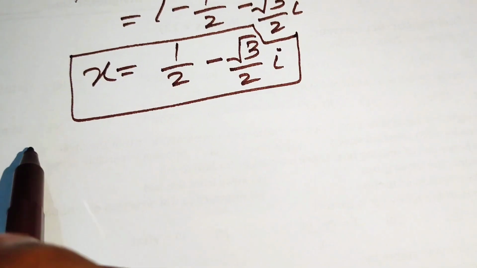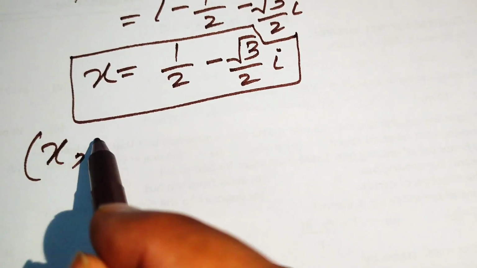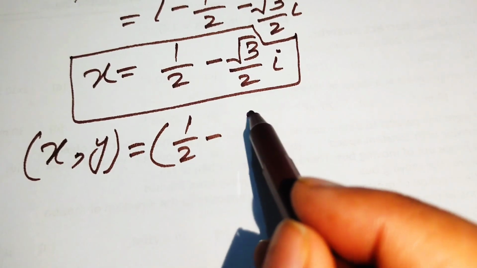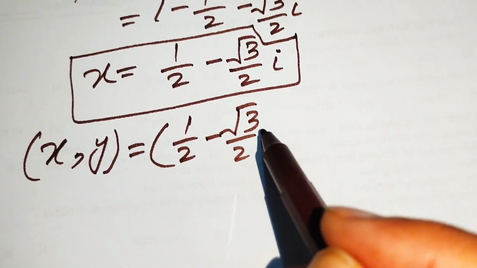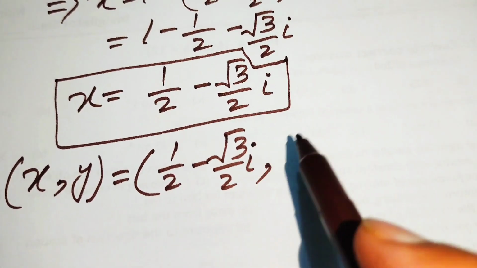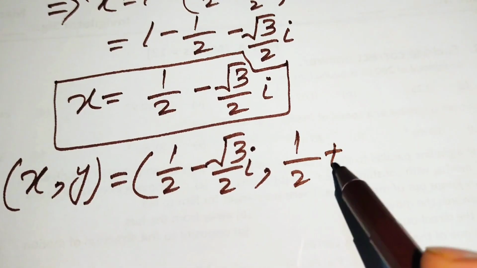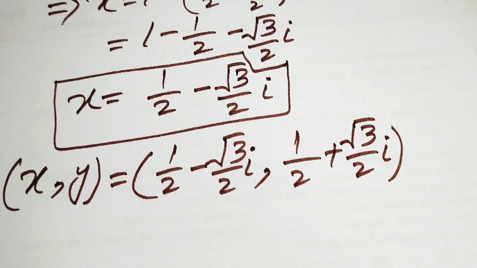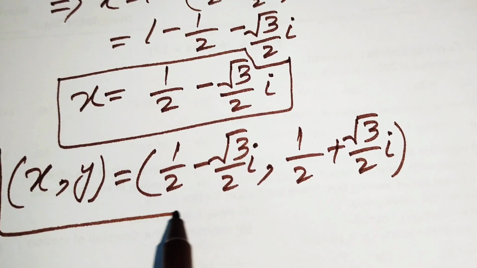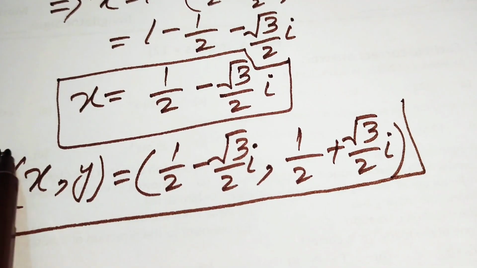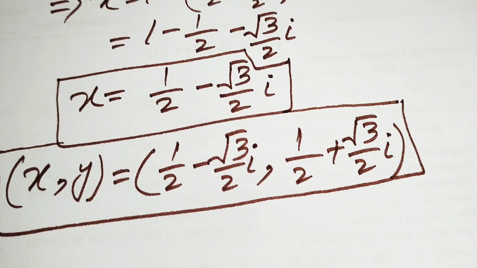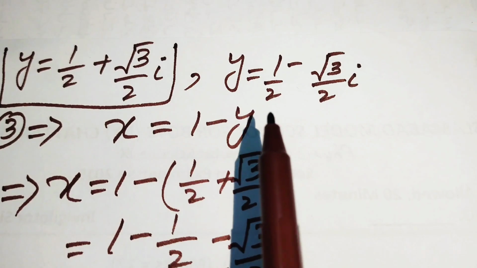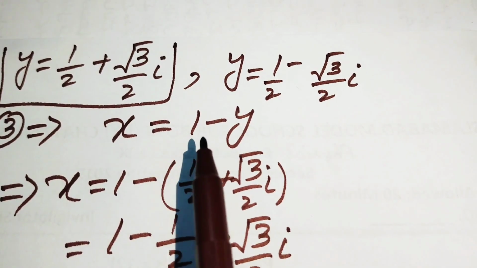So we have the first solution of the given question: x = 1/2 − (√3/2)i. This is the value of x, and the value of y is 1/2 + (√3/2)i. This is the value of y. So this is our first complex solution of the given equation. Now we need to find the second solution, so we substitute this value of y in equation number 3.